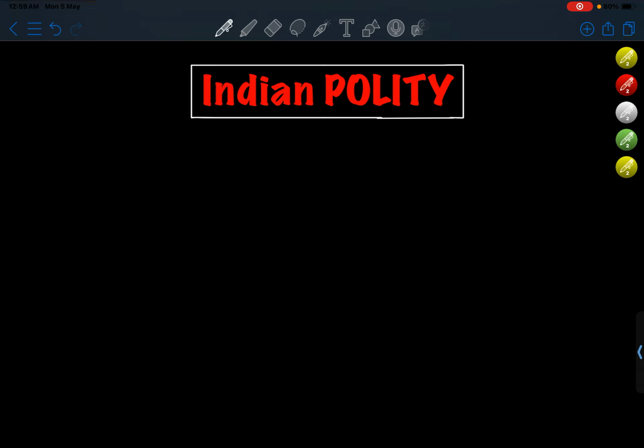So to understand these concepts, we should have just an overall outline idea, an overall sketch of our constitution. What is the evolution of our constitution? We don't have to remember these things, but we should know where it is coming from. So let's get started. Indian polity.